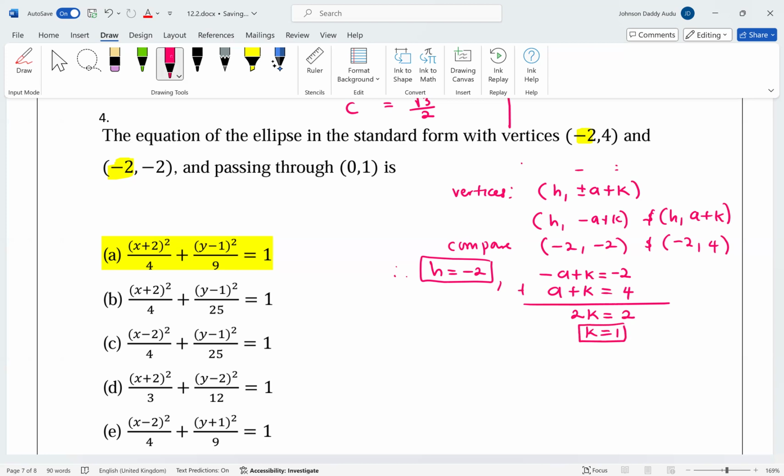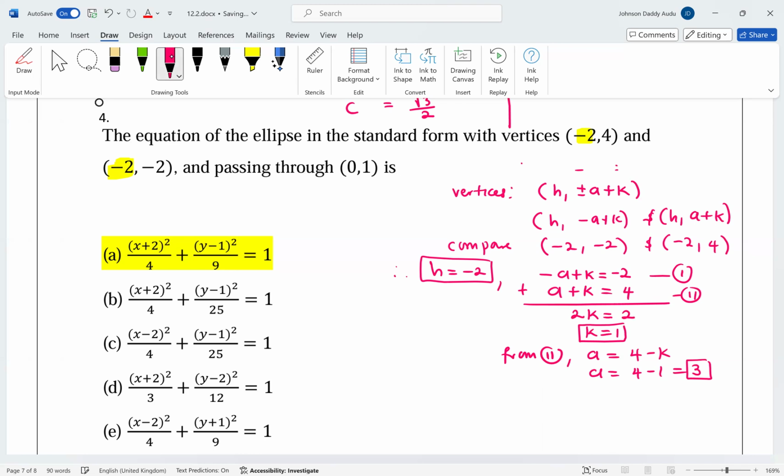Okay, so we're adding. Now, if you have k equals 1, call this one equation 1, call this equation 2. So from 1 or from 2, anyone you can use. From 2, you can see that a is 4 minus k. So a is just 4 minus 1, which is equals to 3.